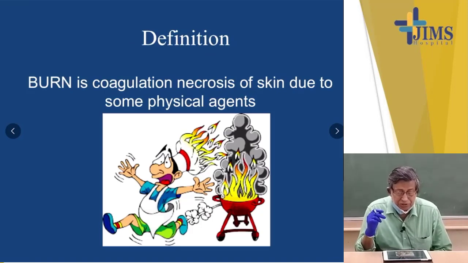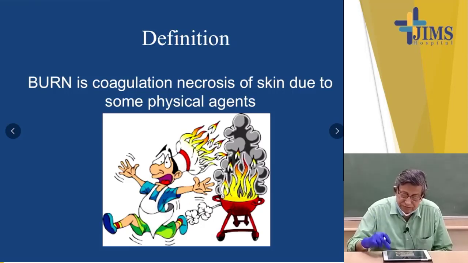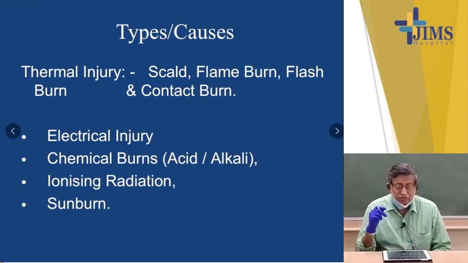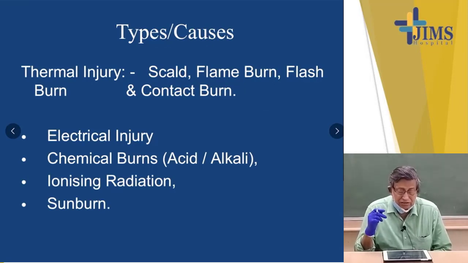Now, what is the definition of burn? Burn is not mainly fire. Burn is coagulation necrosis of skin due to some physical agents, and the common place of burn is our kitchen. Now, what are the types or causes of burn? This may be thermal, electrical, chemical, ionizing radiation, and sunburn.